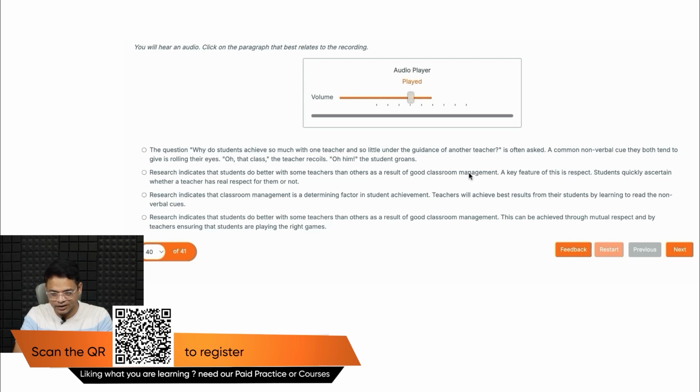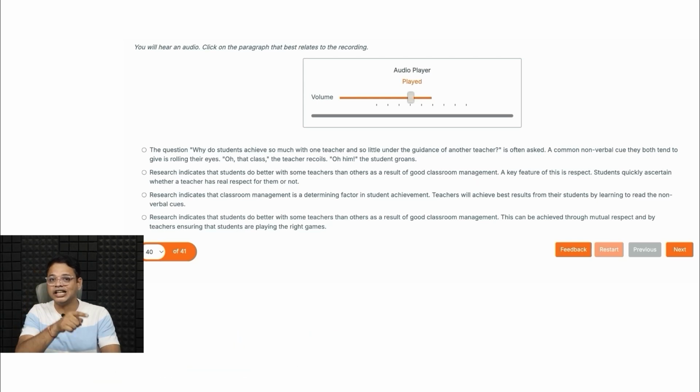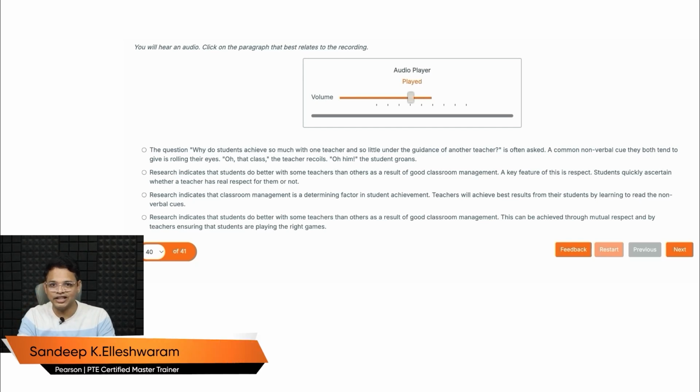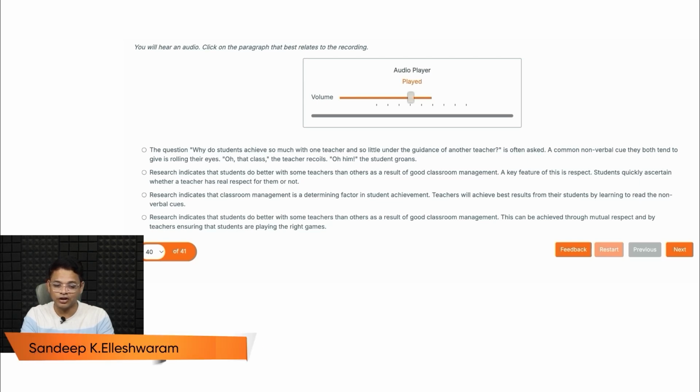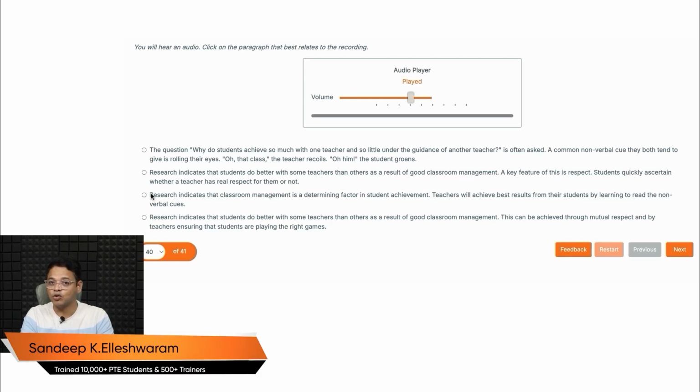Next one: research indicates that students do better with some teachers than others as a result of good classroom management. Yes, this point was revealed in the beginning. It's the topic. Excellent. A key feature of this is respect. The speaker talked about mutual respect. Students quickly ascertain, meaning understand, whether a teacher has real respect for them or not. They are quick to smell a rat, he said. So respect is important, that's what he said. So this looks correct, but we still have two more options pending.